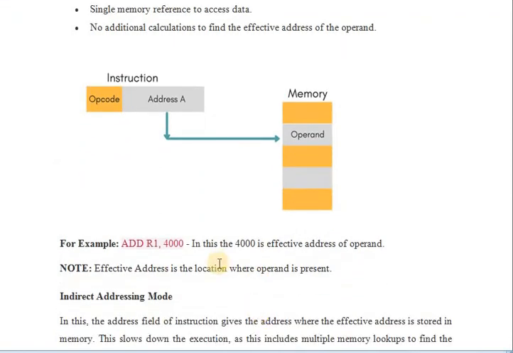See here, in ADD R1, 4000, the 4000 is the effective address of the operand. So I have given the example ADD R1, 4000, where the address of the operand is 4000. The effective address is the location where the operand is present.